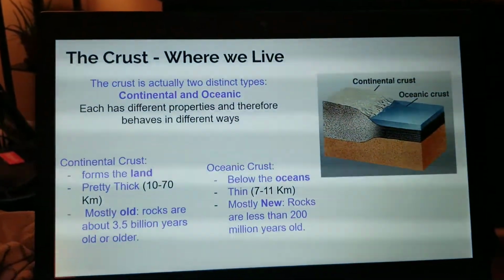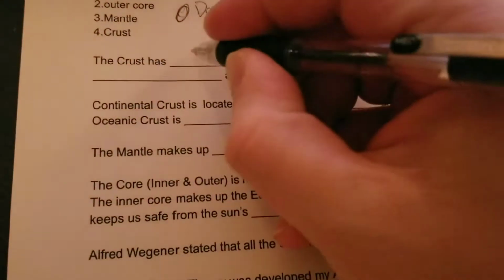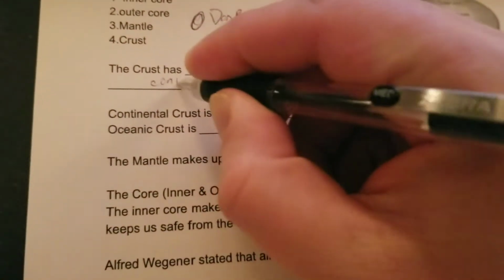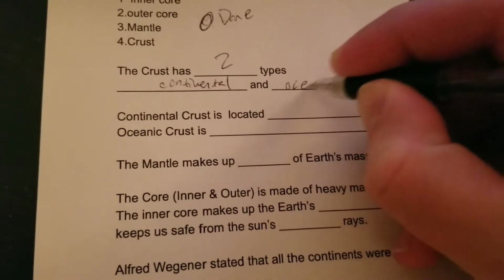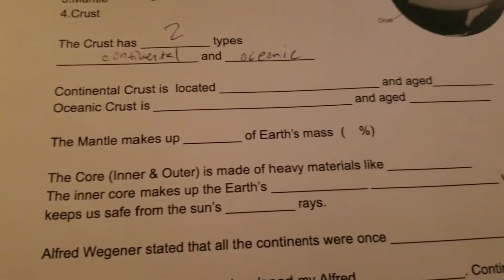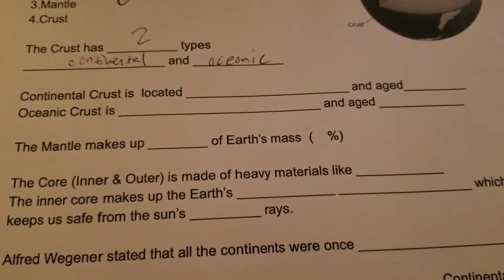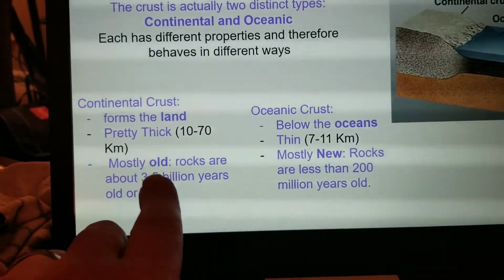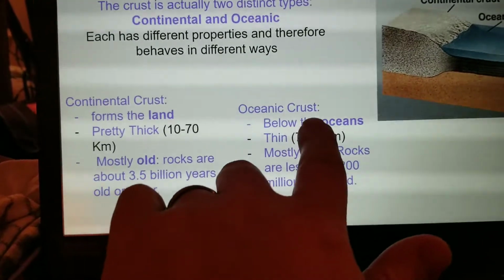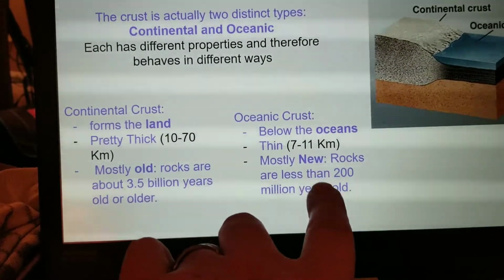Crust has 2 types. It's on our screen right there, continental and oceanic. So down here, 2, continental, oceanic. Continental crust is located blank and aged blank. Oceanic crust is blank and aged blank. Here we go. Continental crust forms the land. It's pretty thick, mostly old. Oceanic crust, oceans, new, 200 million years old.